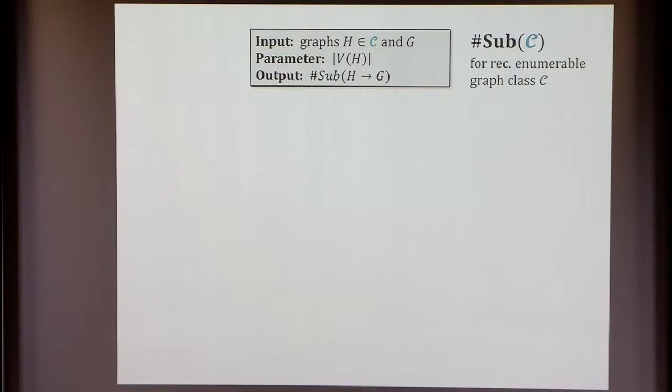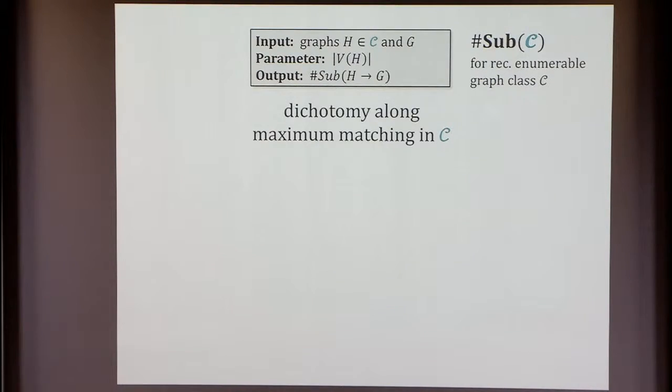And then the dichotomy criterion that we end up with for this situation is a dichotomy along the maximum matching size in the class C. The maximum matching size in a class is just the size of the maximum matching that you can fit into any graph of your class C. So there are essentially two situations that can apply. This number can be bounded by a constant that depends only on C, or it's unbounded if you can find all matchings in there.